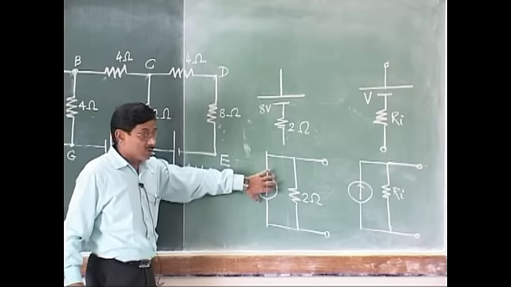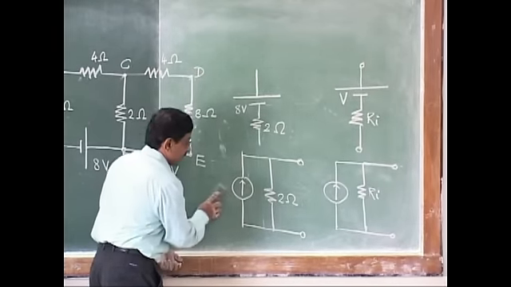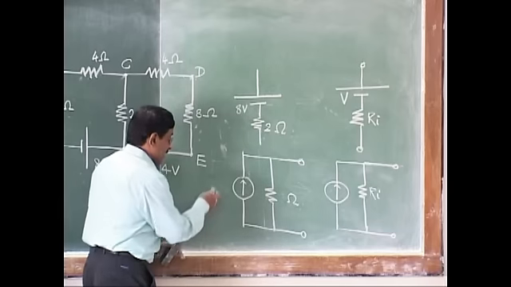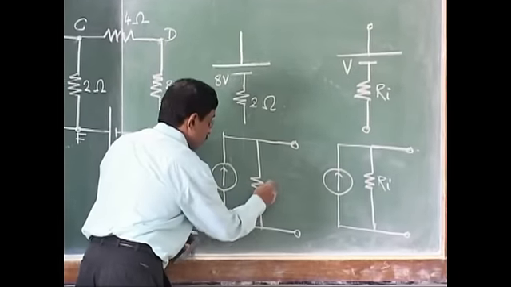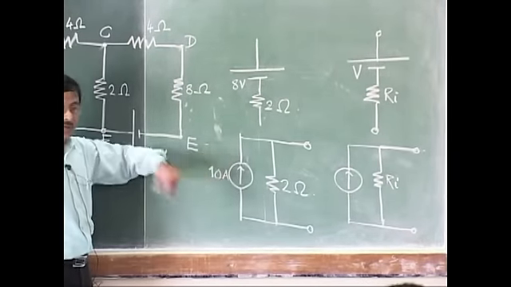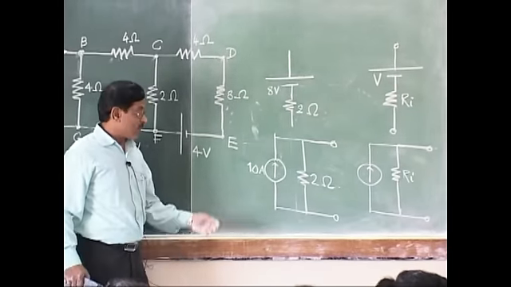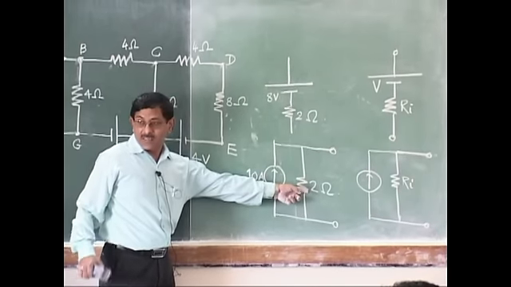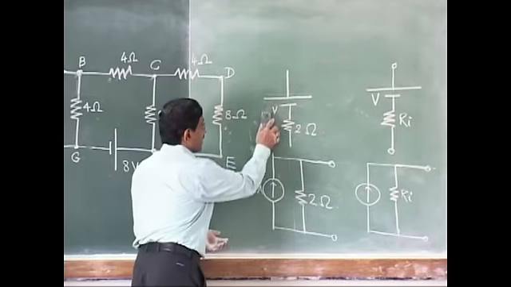Suppose you have such a current source, parallel current source, any value. Suppose I change the values. I write this is say 10 ampere and this is say 2 ohm. I want to convert this type of current source into an equivalent voltage source. What would be the case? Now, current into resistance is voltage. So 10 2s are 20. So I will write here 20 volt.